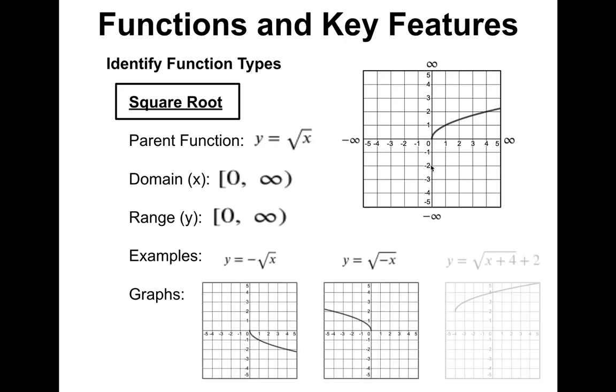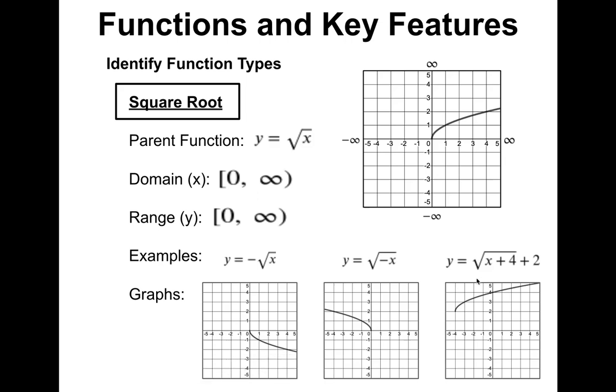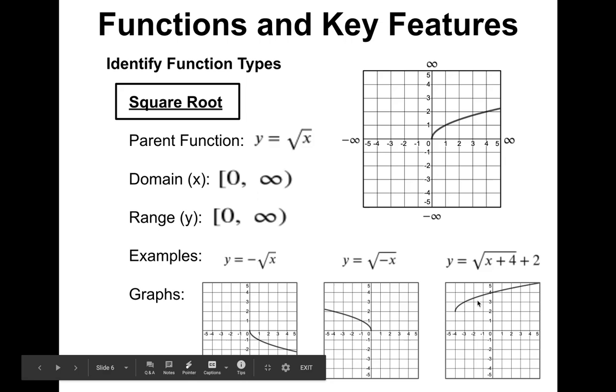Here's some other examples of our square root functions. Notice each time it just kind of has that line off to one side to represent the square root. It's not going to be a full U shape. It's just a partial curve of that square root function.